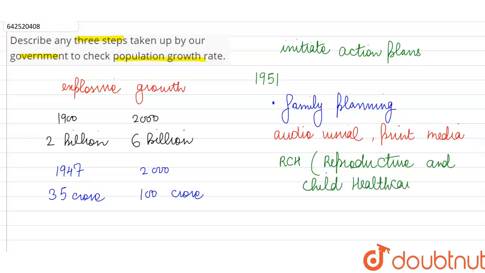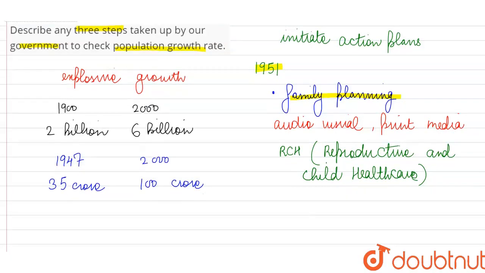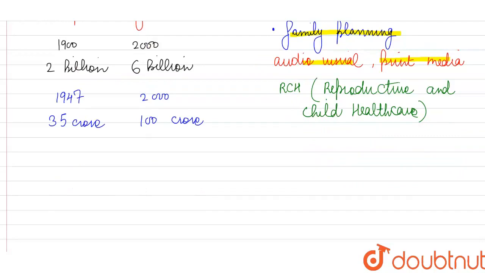So the first step that the government has taken is to initiate government action plans for family planning as early as 1951, where the government has tried to spread awareness through audio, visual and print media. And we all have heard about slogans such as Hum Do Hamare Do, using which government has tried to popularize the concept of smaller families.